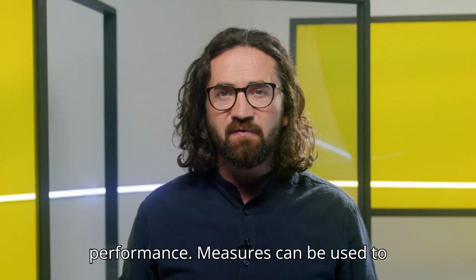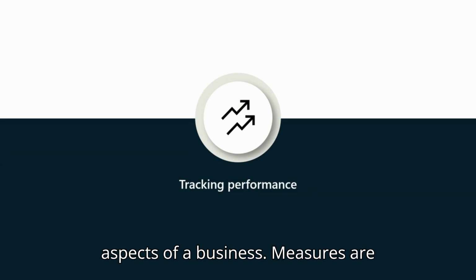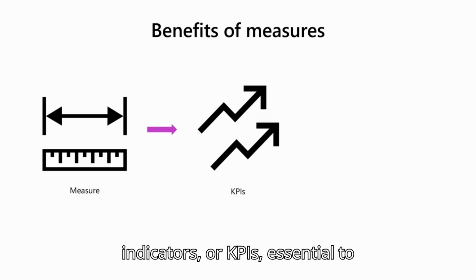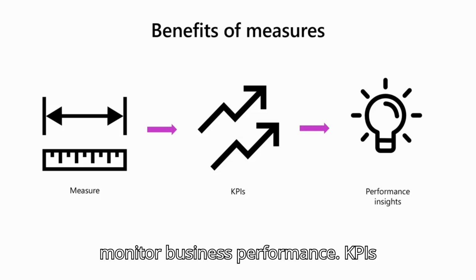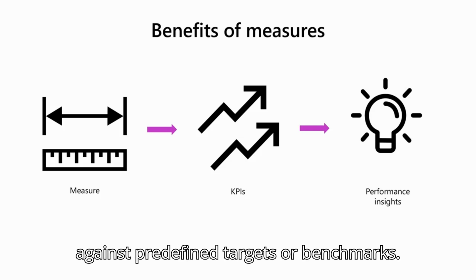Another benefit is performance. Measures can be used to track the performance of different aspects of a business. Measures are commonly used to create key performance indicators, or KPIs, essential to monitor business performance. KPIs provide a quick snapshot of performance against predefined targets or benchmarks.